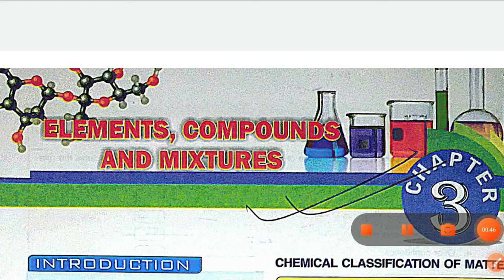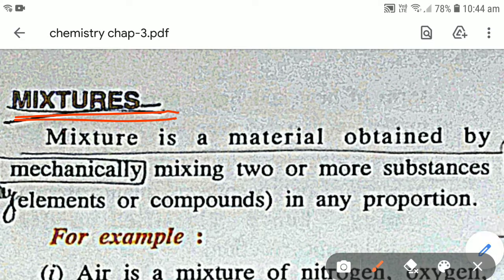Children, I told you it is an important chapter as well as an interesting chapter too. So we should be studying this chapter very consciously. So let's begin. So, mixtures.